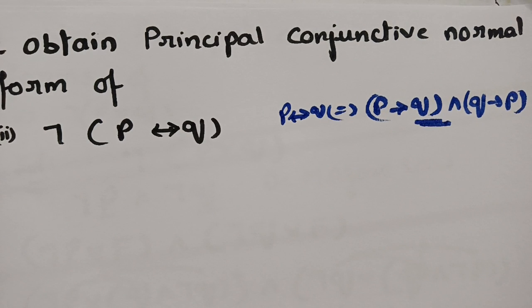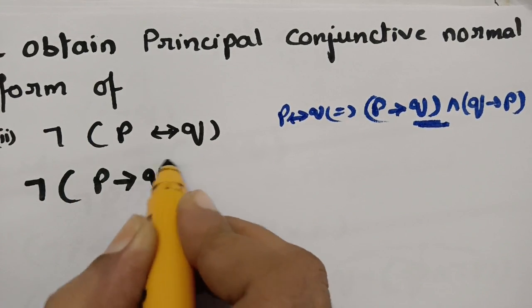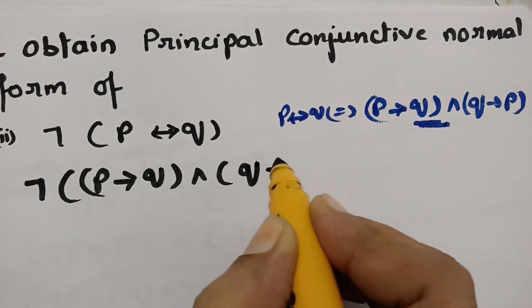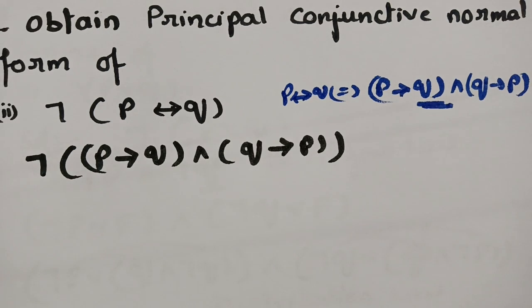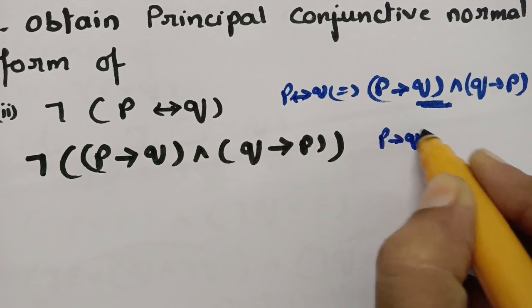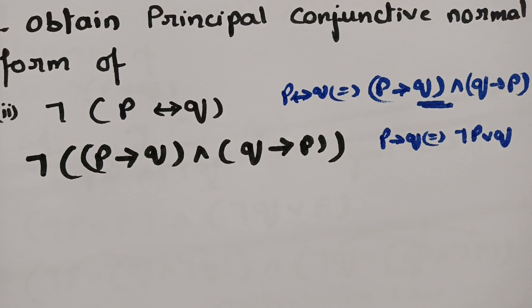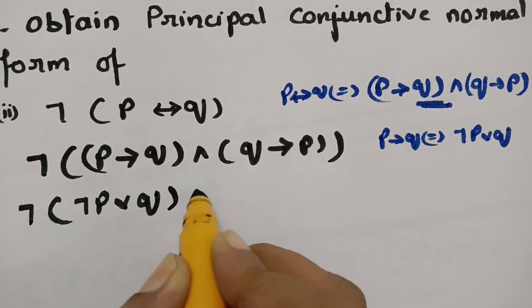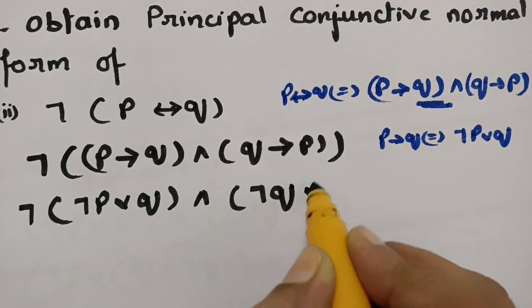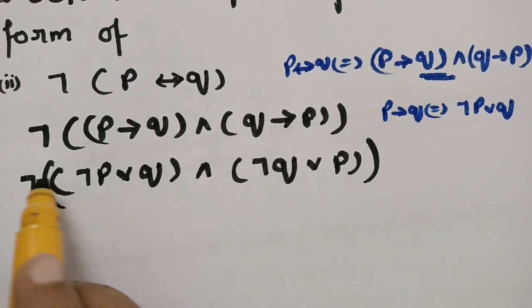After using this formula, this will become negation of P implies Q and Q implies P. And next, for an implication, which formula do we have to use? The equivalent formula for P implies Q is negation P or Q. If I apply that formula, this will be negation P or Q, and negation Q or P. Clear? This negation is for both the values.